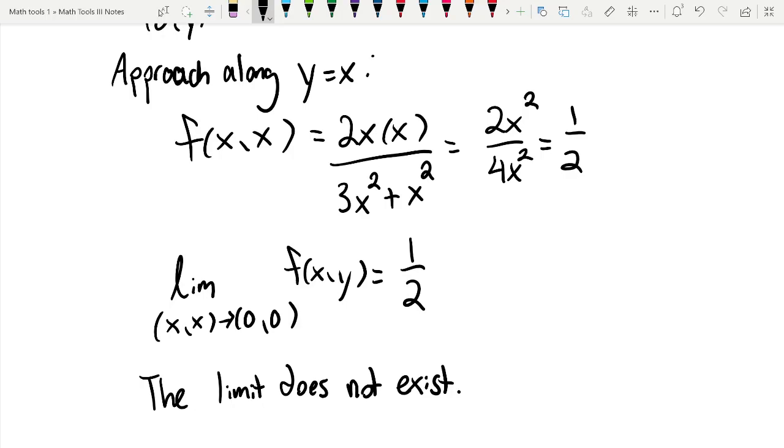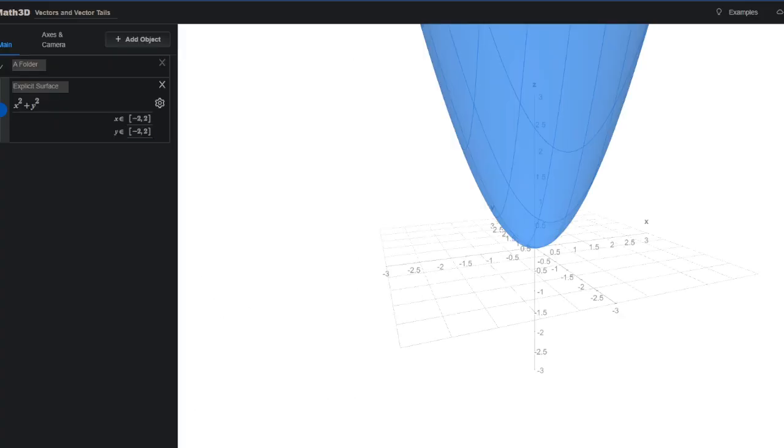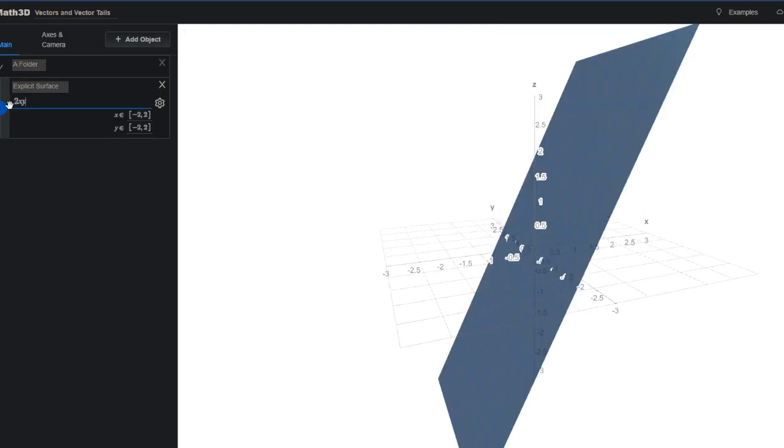So let's go ahead and look at this one graphically. So this was 2xy divided by 3x squared plus y squared. Okay.